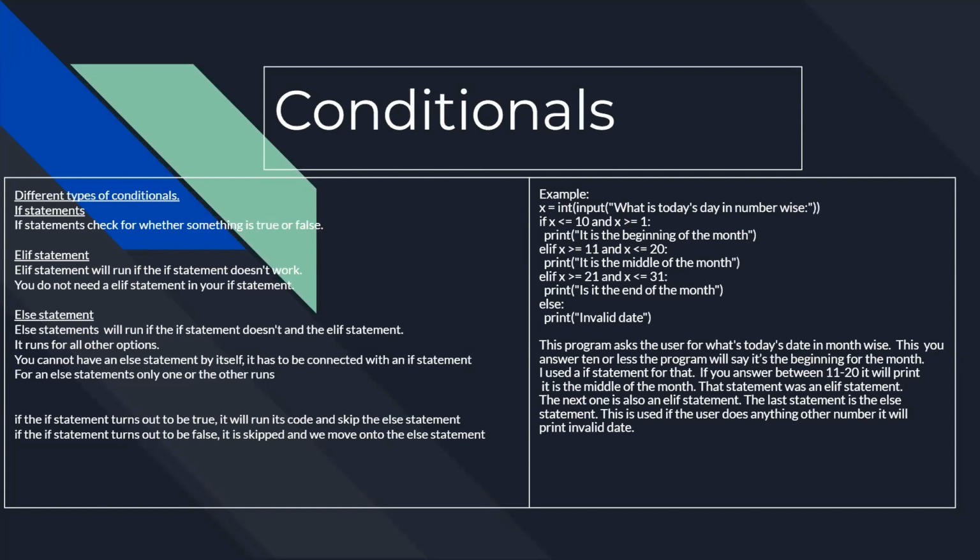I use an if statement for that. If you answer between 11 to 20, it will print it is the middle of the month. That statement was an elif statement. The next one is also an elif statement. The last statement is the else statement. This is used if the user does anything other, if the user doesn't have a valid number. It will print invalid.